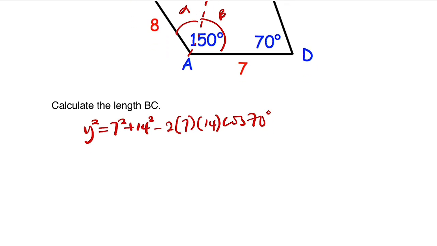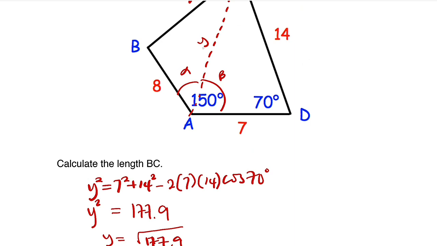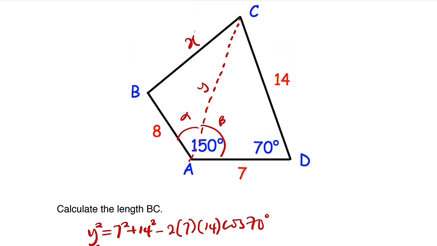So let me simplify the right hand side altogether. And this is equal to 177.9. And y will be equal to the square root of 177.9. And this is equal to 13.3 in one decimal place. So we have obtained this one. But remember, what is our target? Our target is to find this.